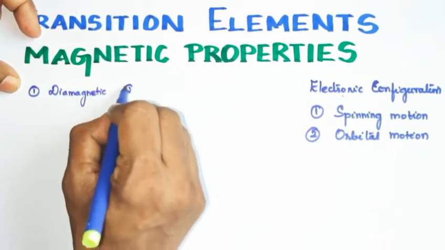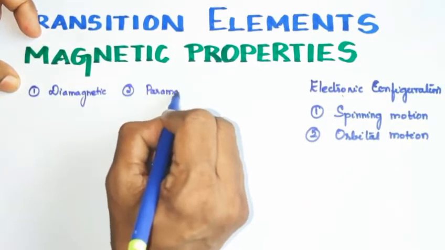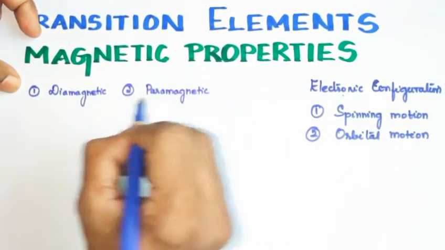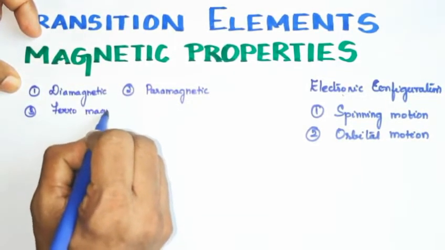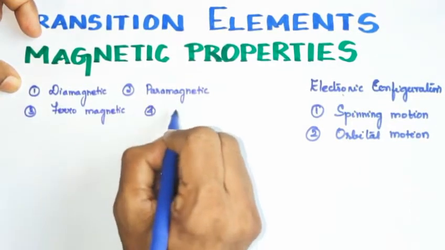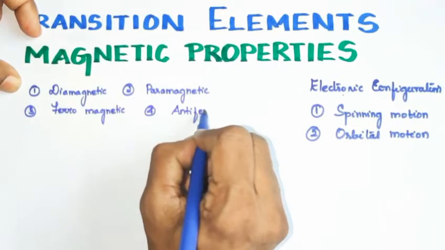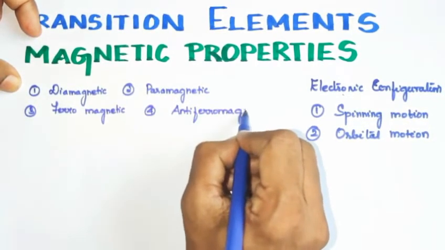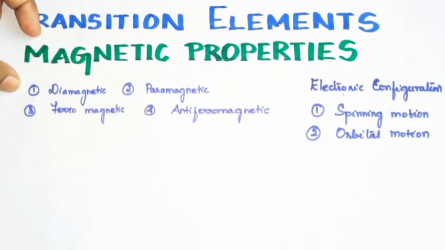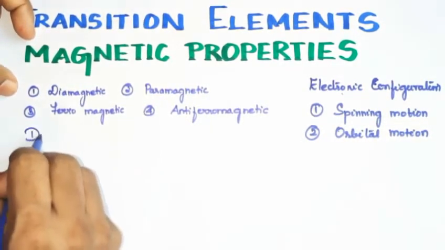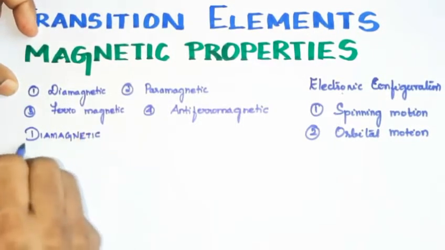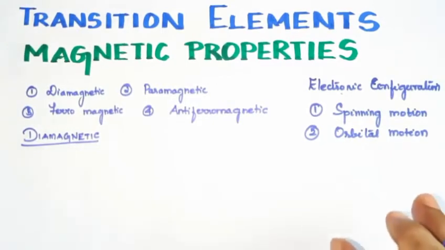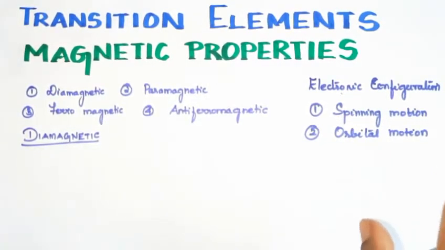Based on magnetic properties, materials can be classified into diamagnetic, paramagnetic, ferromagnetic, and the fourth one, antiferromagnetic. Now the first one is diamagnetic. Diamagnetic means it does not have a magnetic property.